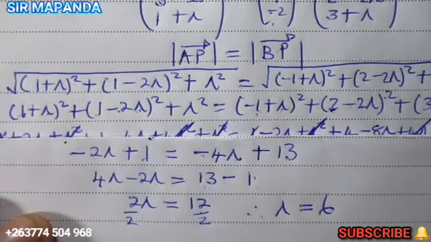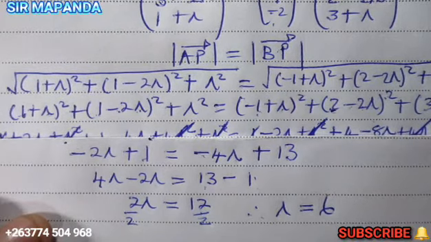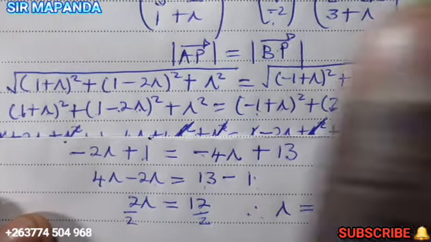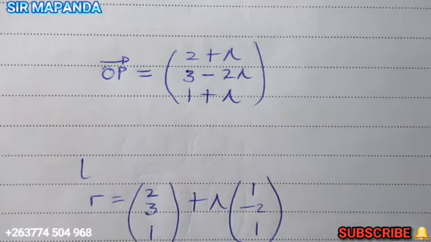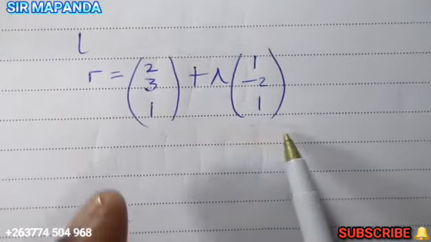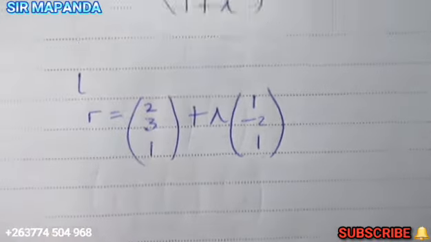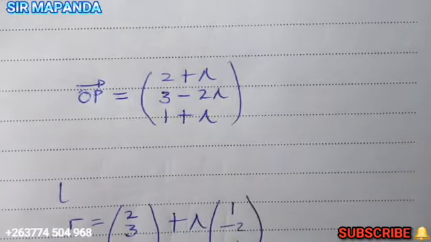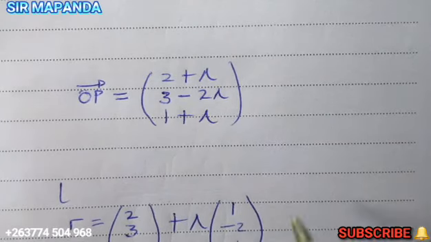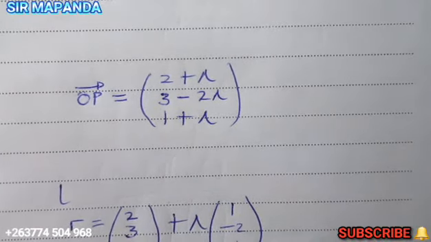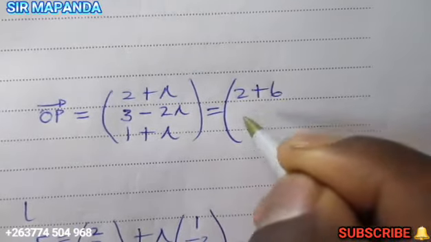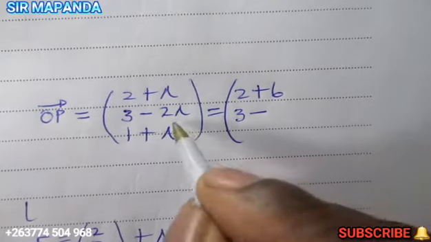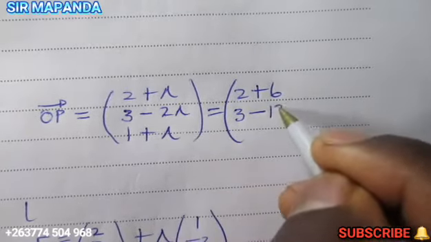Right. So to then find the required position vector of P such that AP is equal to BP. Remember, the position vector of P is being denoted in terms of lambda, which was found by combining these two. So we now need to substitute 6 for each and every lambda, to find the position vector of OP. So you now have 2 plus 6, 3 minus, 2 times 6 is 12.